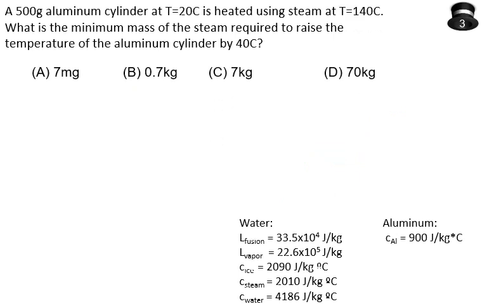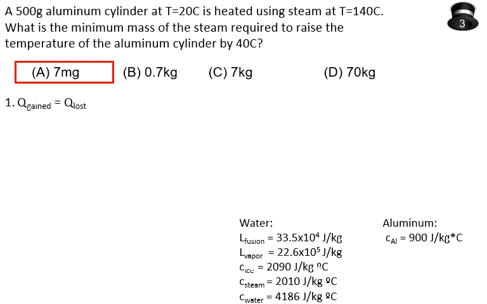Okay, so let's do some quantitative problems. So we have a 500-gram aluminum cylinder at 20 C, so that's grams, not kilograms, and it's heated using steam at 140 C. What is the minimum mass of steam required to raise the temperature of the aluminum cylinder by 40 C? And the relevant latent heats and specific heat capacities are listed below. I'm going to assume that you've paused and you've worked this one out, and now you are back with us. So it's 7 milligrams of steam.